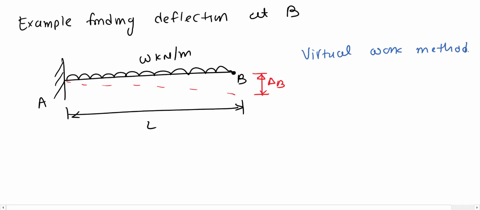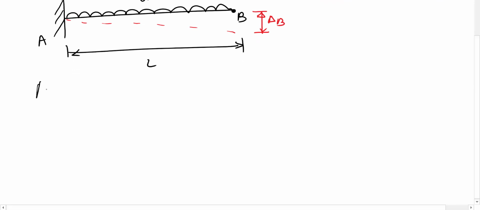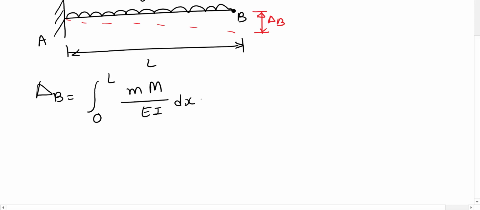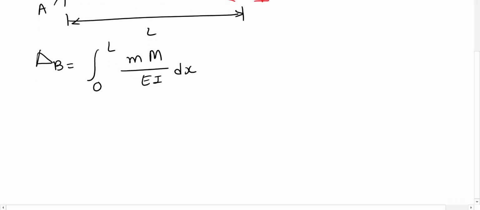So we have an equation to find, let's say, delta B: the integration from 0 to L of small m, capital M, over EI, dx. That's the equation that we need to solve. Now we need to find small m and capital M. This small m is due to the virtual load, and this capital M is due to the real loading.